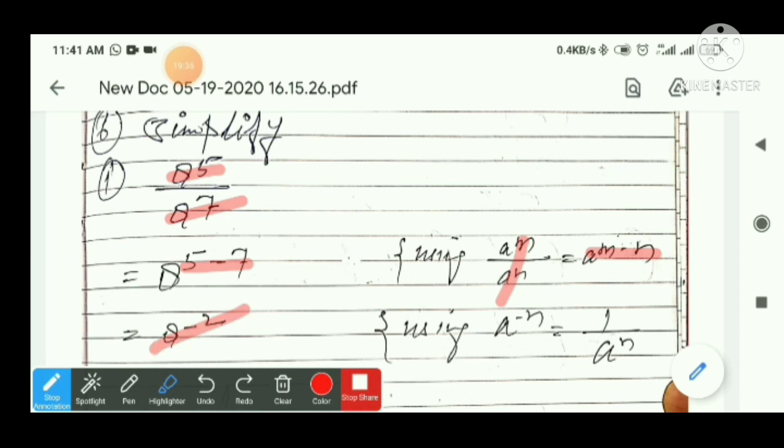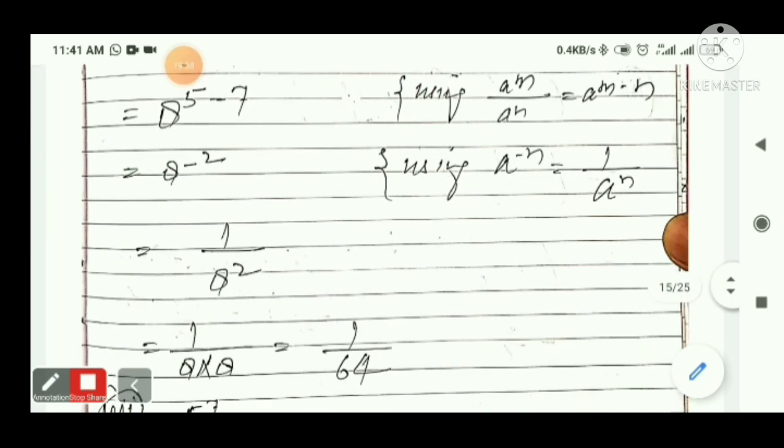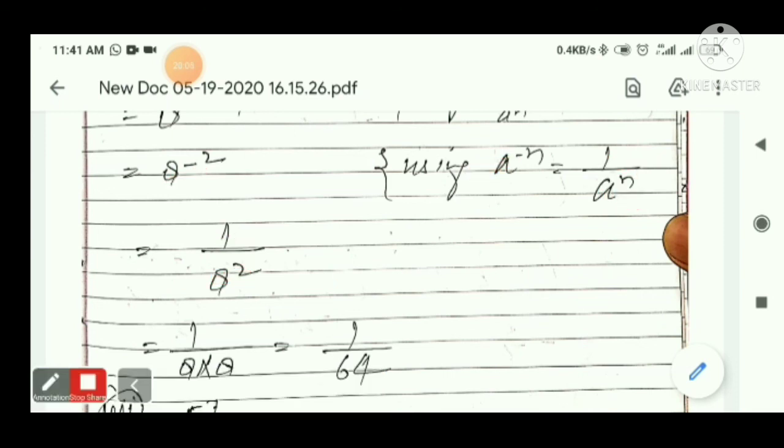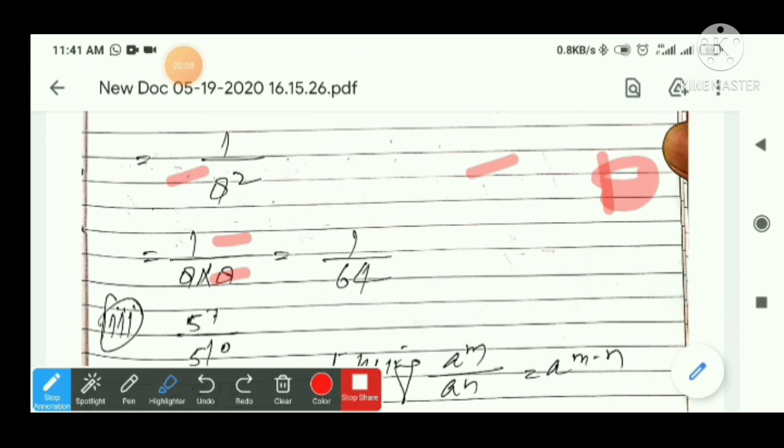Now, which identity will you use for 8 raised minus 2? Using the identity I have also taught you, a raised minus n is 1 upon a raised n. So it is equal to 1 upon 8 raised 2. We will use this identity. Please remember this identity. 1 upon 8 raised 2: we multiply 2 times of 8, 8 into 8 is 64, so the answer is 1 upon 64. Is it clear?